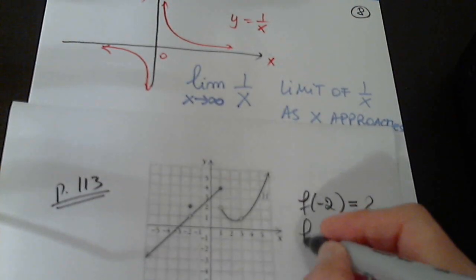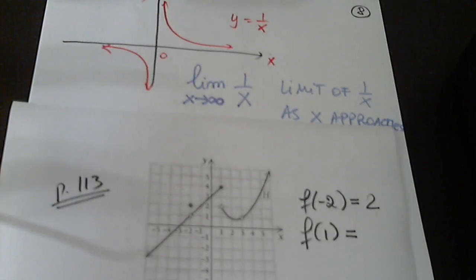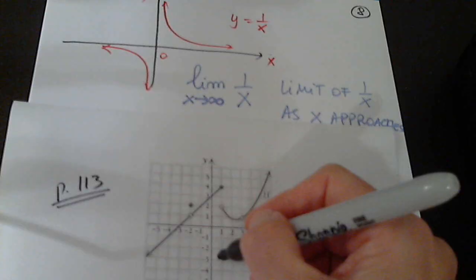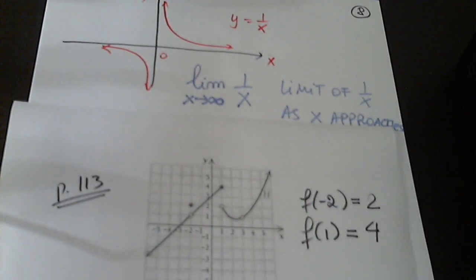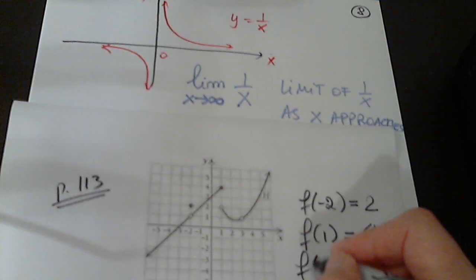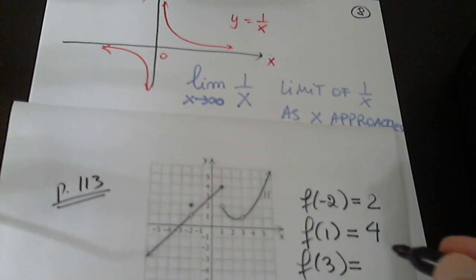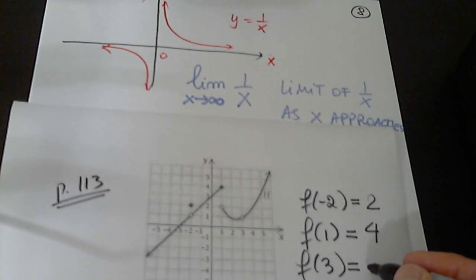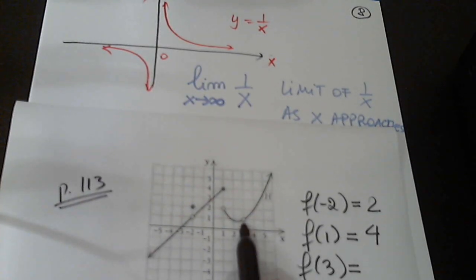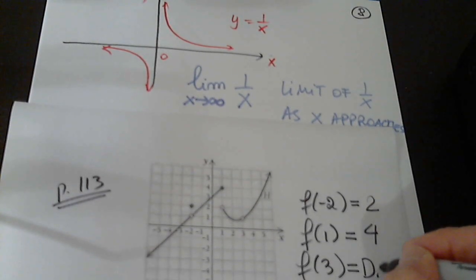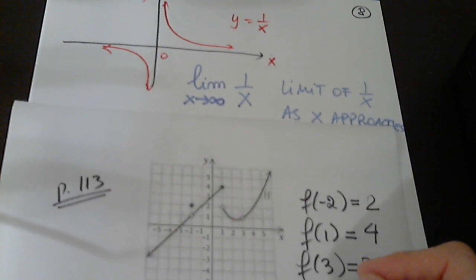One more quick question. How much is f of 1? 4. F of 1 is indeed 4. Excellent. One more quick question. How much is f of 3? Is it undefined? We call it DNE. It does not exist, or undefined. Excellent.